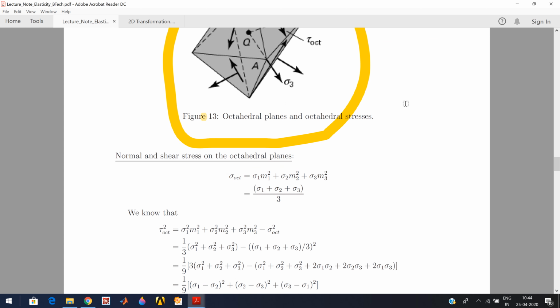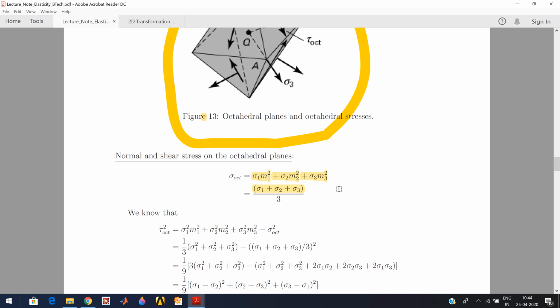All right. Then if we try to find sigma octahedral, we know that's the relation for an arbitrary plane m1, m2, m3. If we put m1 squared equal to 1 by 3, and likewise m2 square and m3 square, we'll get this relation. With respect to the principal stresses, it is sigma 1 plus sigma 2 plus sigma 3 by 3.